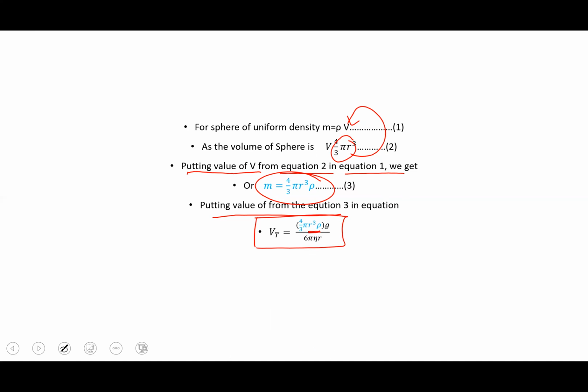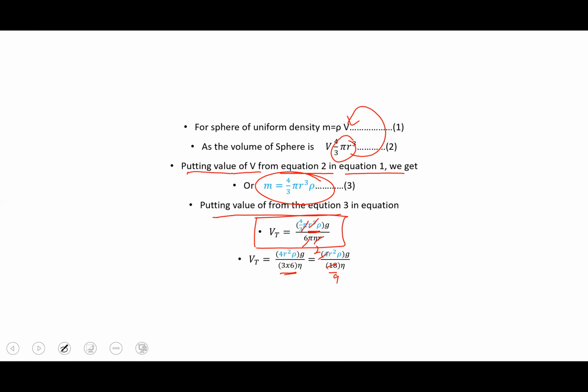Let us solve it even more. So this r and this r cube basically cancel out, so r square is on the top, and this pi cancels out with this pi as well. The things which are left now are Vt is equal to 4 r square rho g divided by 3 into 6 eta. Now if we solve it more, 3 into 6 is 18, and on the top it is 4 r square rho into g divided by 18 eta. We can solve it even more, that 2 2s are 4 and 2 9s are 18.